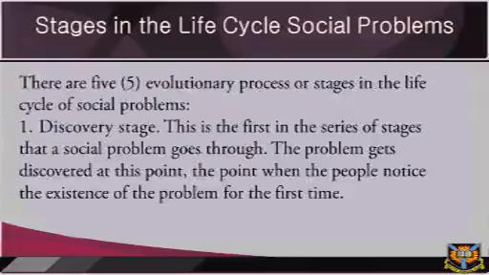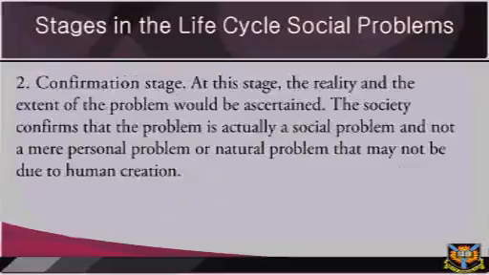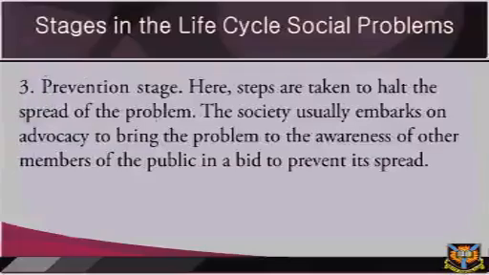Discovery stage. This is the first in the series of stages that a social problem goes through. The problem gets discovered at this point, the point when people notice the existence of the problem for the first time. Confirmation stage. At this stage, the reality and the extent of the problem are ascertained. The society confirms that the problem is actually a social problem and not a mere personal problem or natural problem that may not be due to human creation.